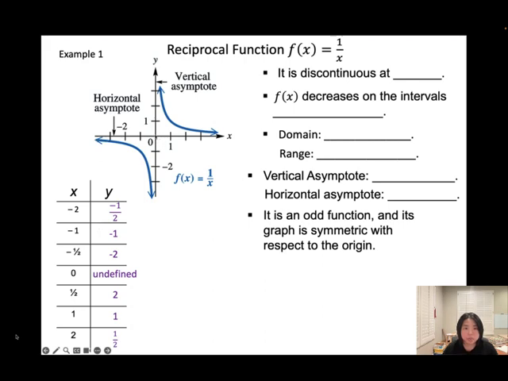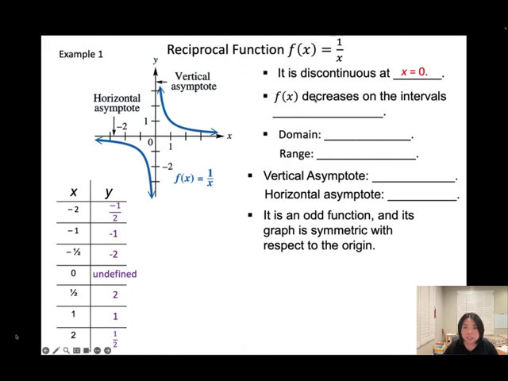When x equals 0 at this point, y will be undefined. If you try to plug in points closer to 0 here, this is negative 0.5. You could try negative 0.4, negative 0.3, negative 0.2. You're going to see the graph approaching x equals 0 but not touching it. Same idea for the positive side. So we're going to say it is discontinuous at x equals 0, because at this point we get undefined.